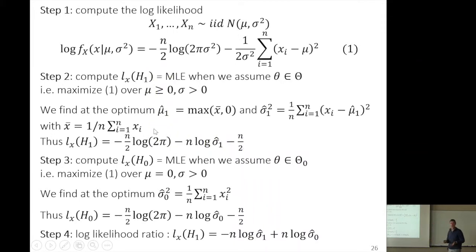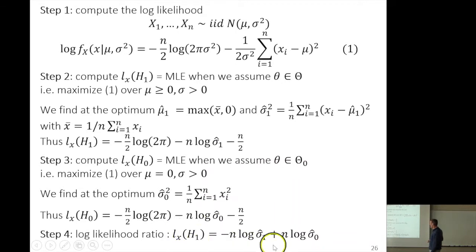Then we re-estimate under H0. We put more constraints. We force mu to be equal to 0. So for mu, there is nothing to estimate, and then we need to find the best sigma. It is given by the same formula with mu set to 0, so it is the sample mean square of the data. And the log likelihood is the same with sigma 0 instead of sigma 1.